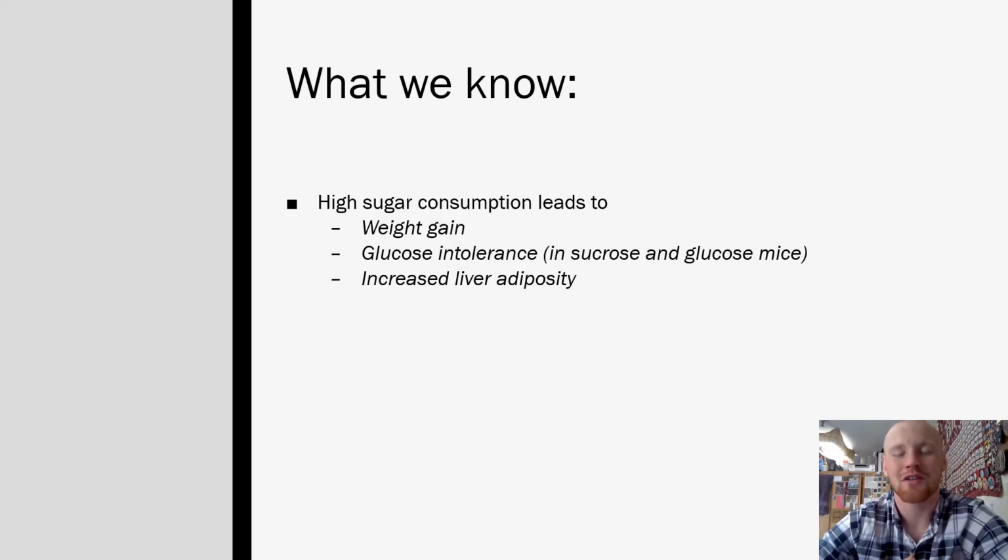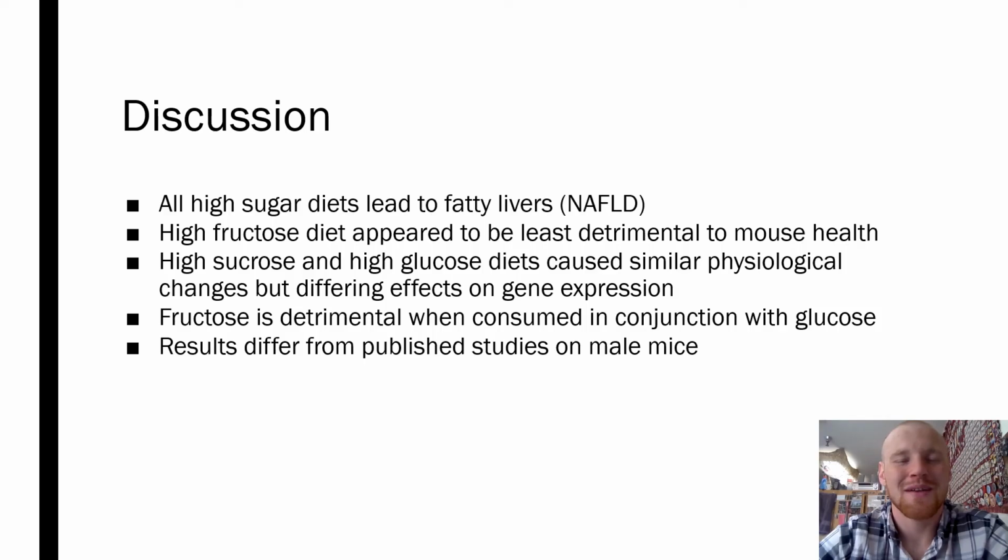Based off our data, we know that a high sugar diet leads to things like weight gain, glucose intolerance, specifically in sucrose and glucose mice, and increased liver adiposity. Based off our research, all high sugar diets lead to non-alcoholic fatty liver disease, but glucose and sucrose seem to be more detrimental than fructose. This is in contrast to what the media seems to be saying. Fructose is still detrimental, especially when consumed in conjunction with the high glucose diet, just not as detrimental as the high sucrose or high glucose.